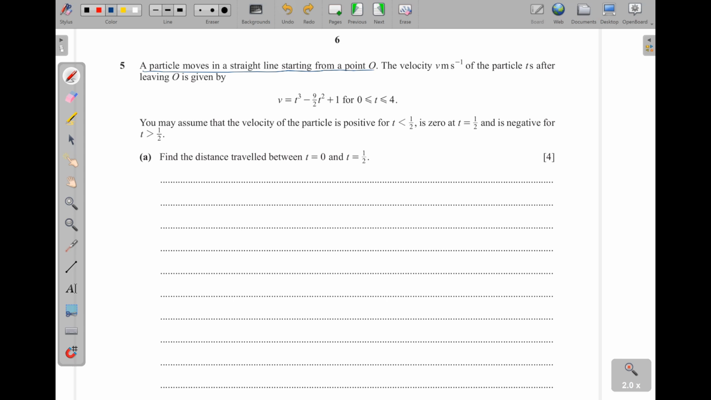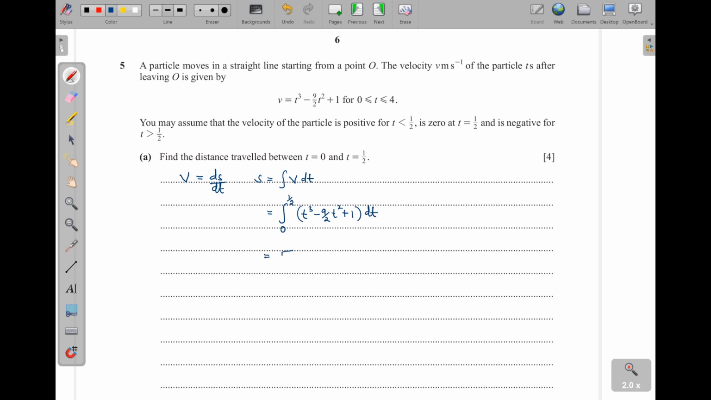Now, we know that velocity is the rate of change of displacement. So we say v is equal to ds/dt. So that means for us to get s from here, we shall integrate v with respect to t. Okay? So now we shall integrate from 0, when t is 0, to t a half. And then the expression for v is t cubed minus 9 over 2 t squared plus 1 with respect to t.